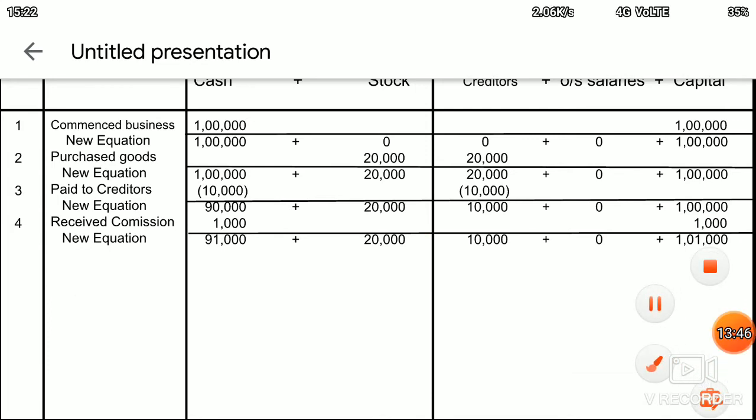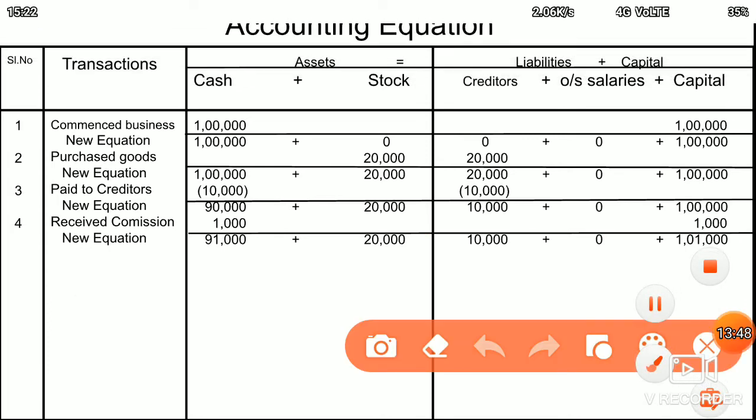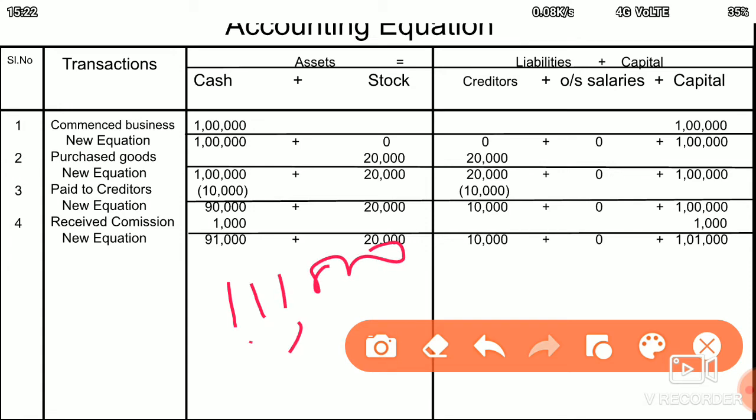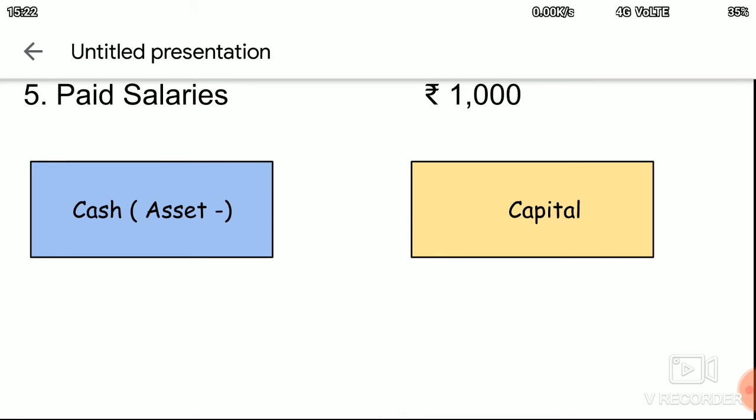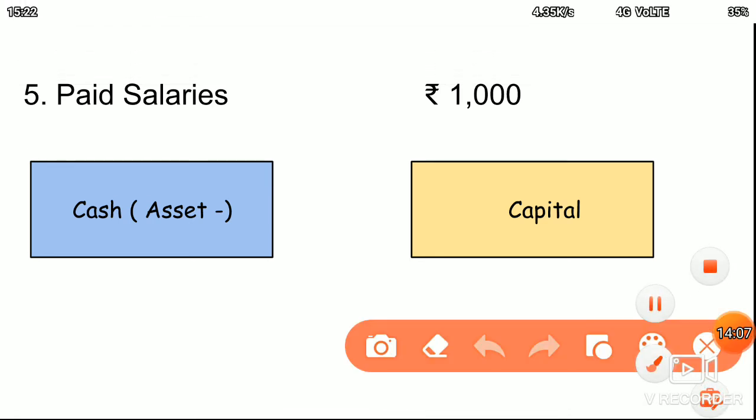If we add both sides, on the asset side it comes to 1 lakh 11,000. If we see the other side also, the total is 1 lakh 11,000. So both the sides are the same, so we can go for the next transaction. Now, paid salary. Salary is an expense account, so we will have to open the capital account. The capital will decrease in this case.